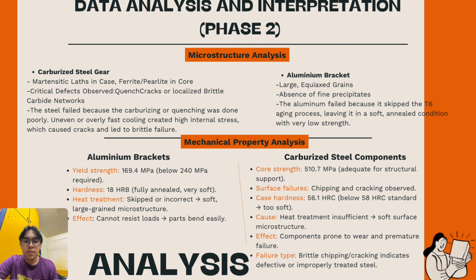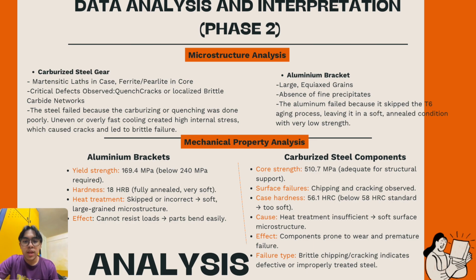Next, for the aluminium bracket, the microstructure shows large equiaxed grains with absence of fine precipitates. This indicates that the bracket skipped the T6 aging process, leaving the material in a soft annealed condition. This explains why the aluminium had very low strength and failed easily.